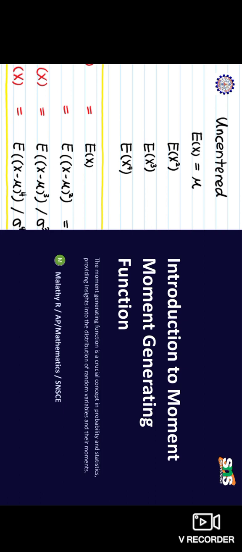This is our sixth chapter in the first unit, that is probability and random variables. In this chapter we are going to see an introduction to moment generating function. First of all, we need to know what is moment generating function.